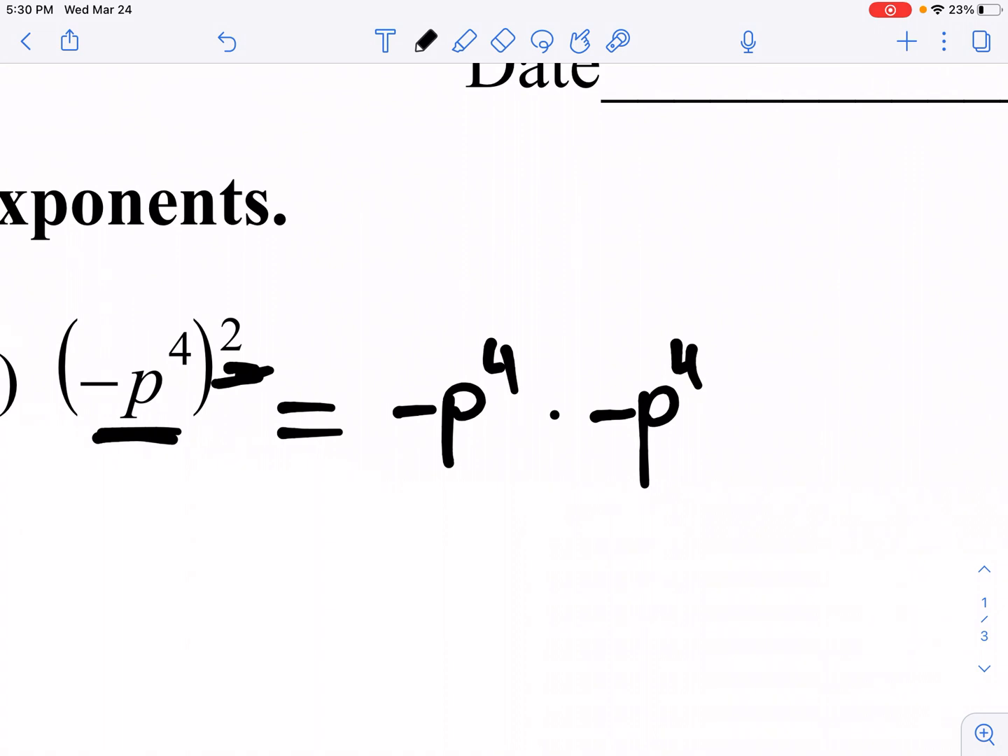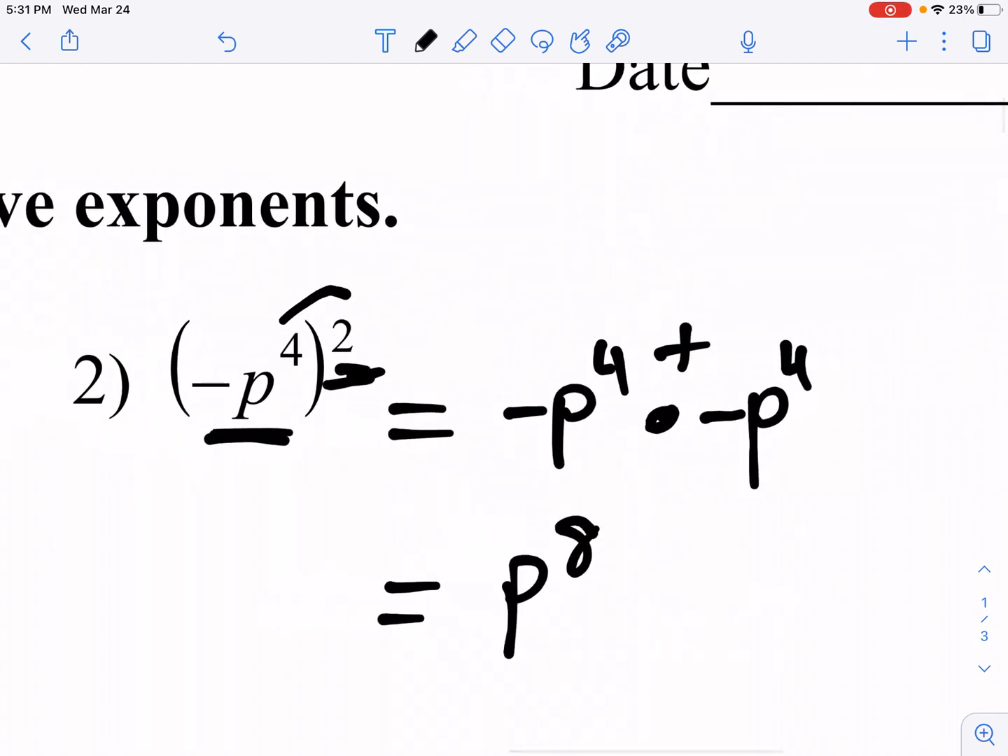Now, the reason I want to write it out like this is so that you can see what happens with the negative. A negative times a negative makes a positive, okay? So whenever we write our answer here, it's going to be a positive. Our base p is going to remain the same, but now we're in that product rule where we want to add the exponents. So 4 plus 4 would give me 8. Notice that would also be the same thing here: 4 times 2 is 8, but I wanted to show you what happens with the negative. So when we square a negative, we're going to get a positive.